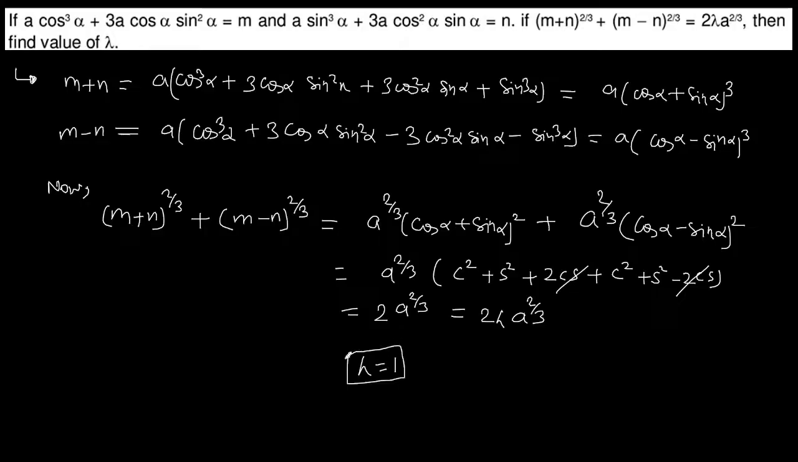This is simple manipulation of a cube plus b cube. In this question, we are falling in all the possible values of 7 cos alpha and 6 sin x.